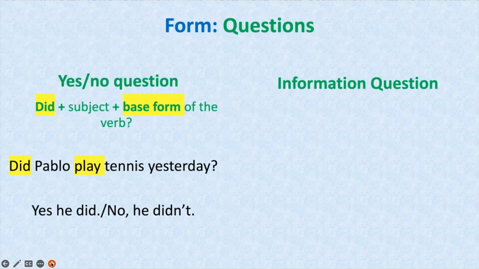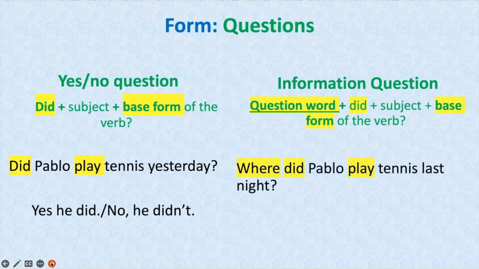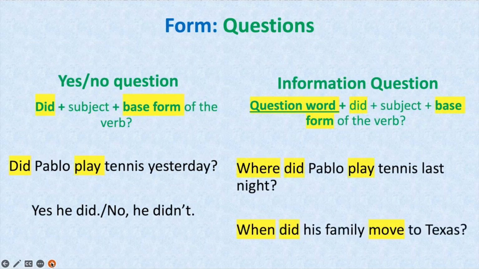To make an information question using simple past, you will start with a question word, add did, add the subject, and the base form of the verb. For example, where did Pablo play tennis last night? When did his family move to Texas?